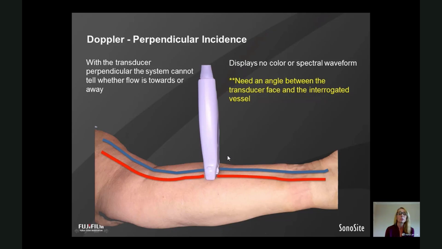Then when you do perpendicular, with the transducer perpendicular, the system can't tell what is to away and what is from, because you're pointing completely at 90 degrees, so you can imagine there that it can't tell what's travelling to or away, so it's not able to assign it a colour or anything. So it'll display no colour on the spectral waveform. So you need an angle.